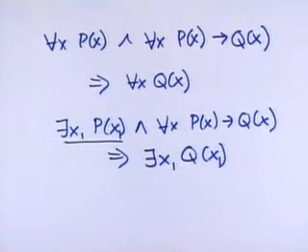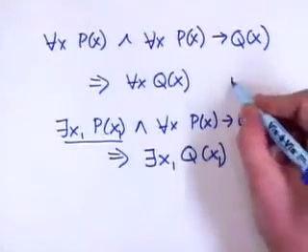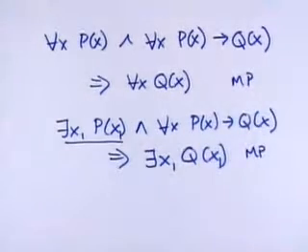Does that rule have a special name or anything? This is modus ponens. But there's no special rule for it. I'm just saying that whenever I combine a there exists and a for all, I better get a there exists because I'm anding. If I did an or, it would be a for all, right? Because ors preserve the truths.